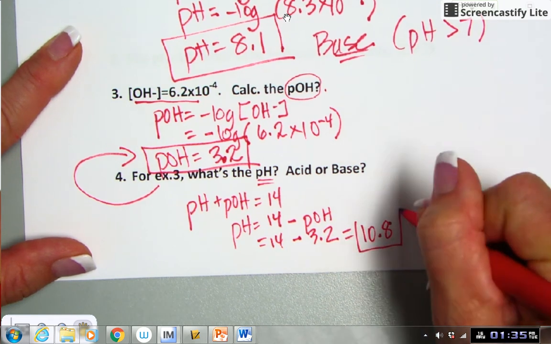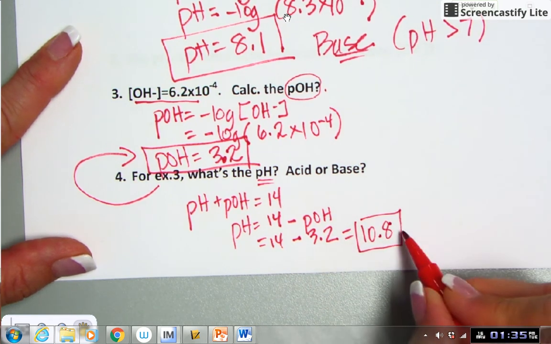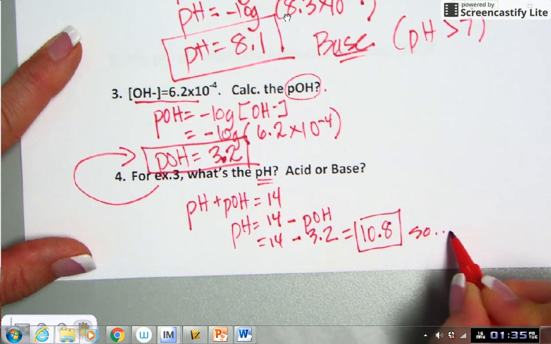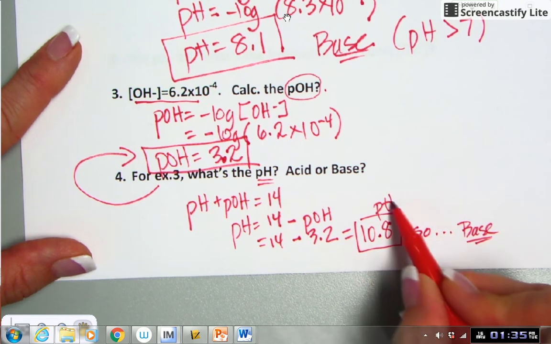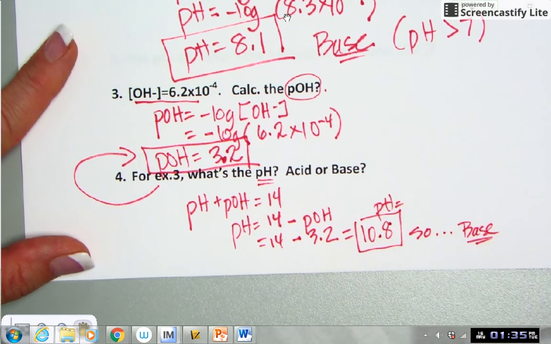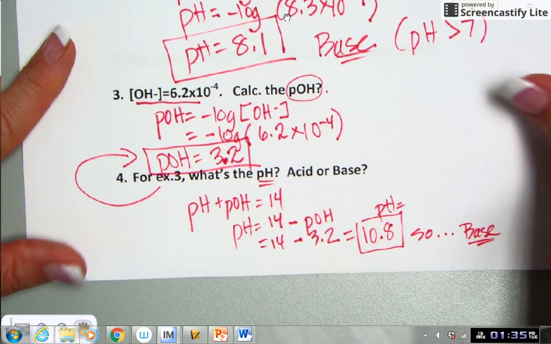for your pH. Now, since this is the pH, it's a base. We just found the pH. Always make sure you're looking at the pH when you determine if it's an acid or a base.